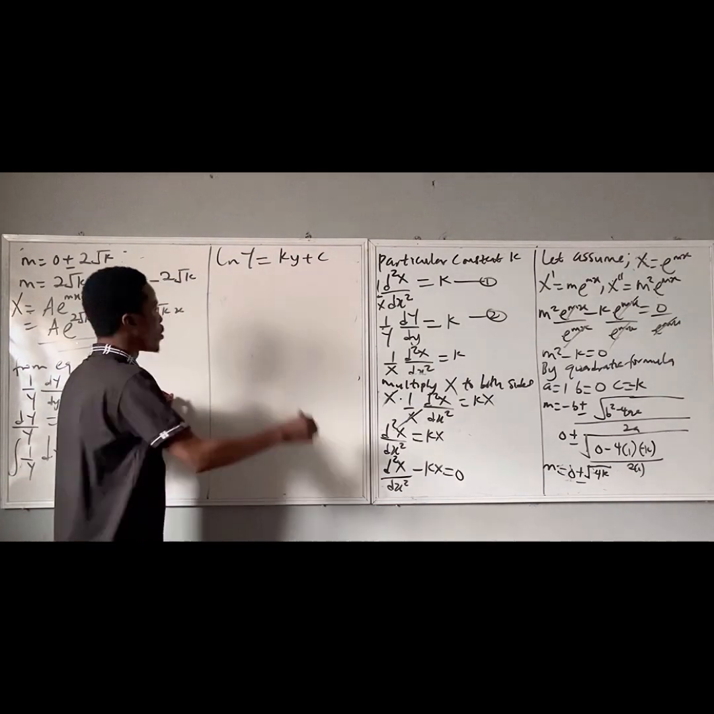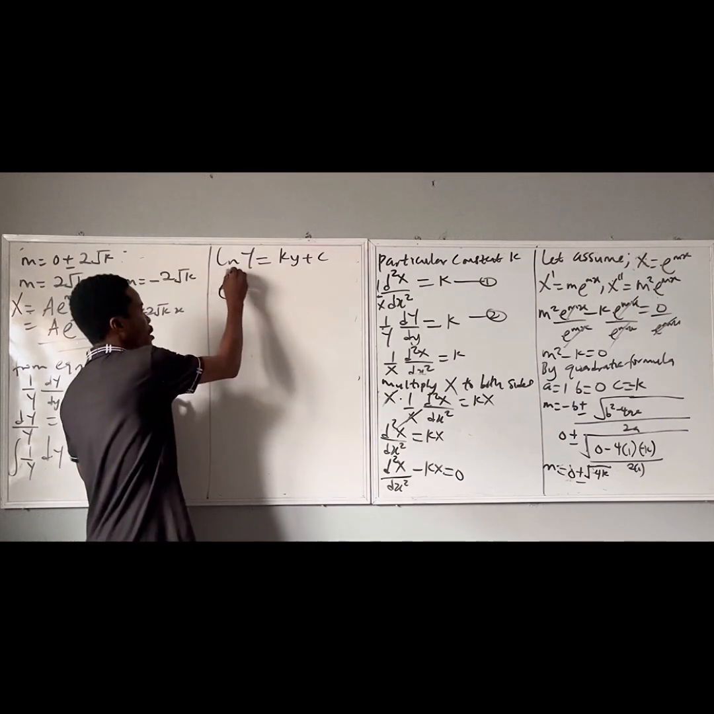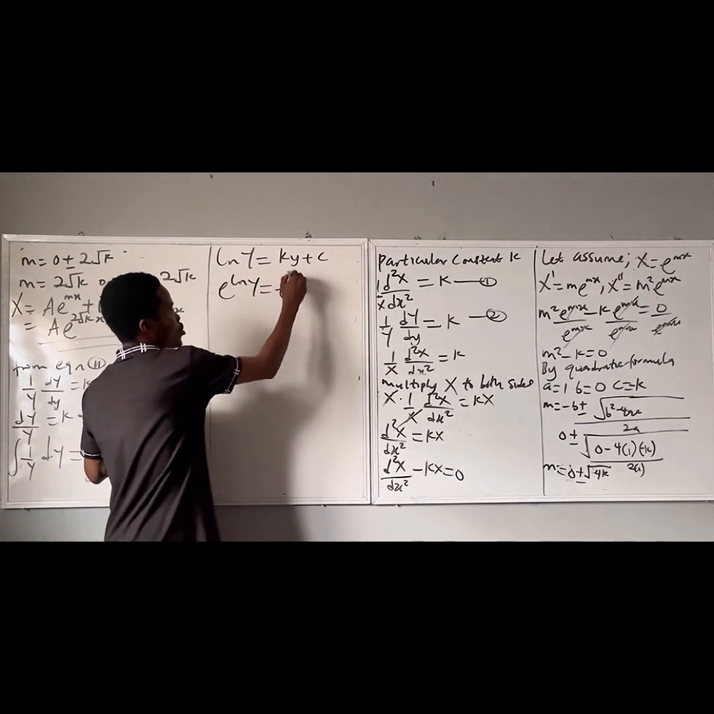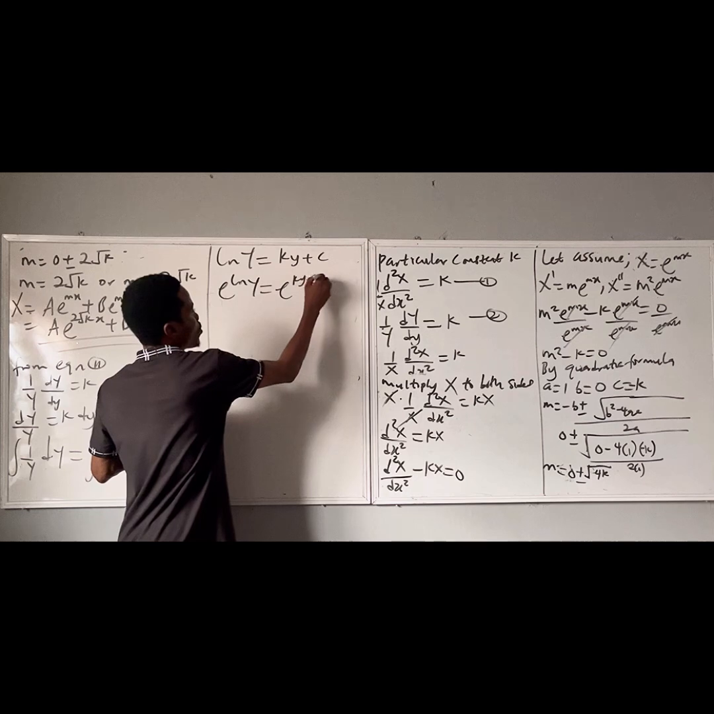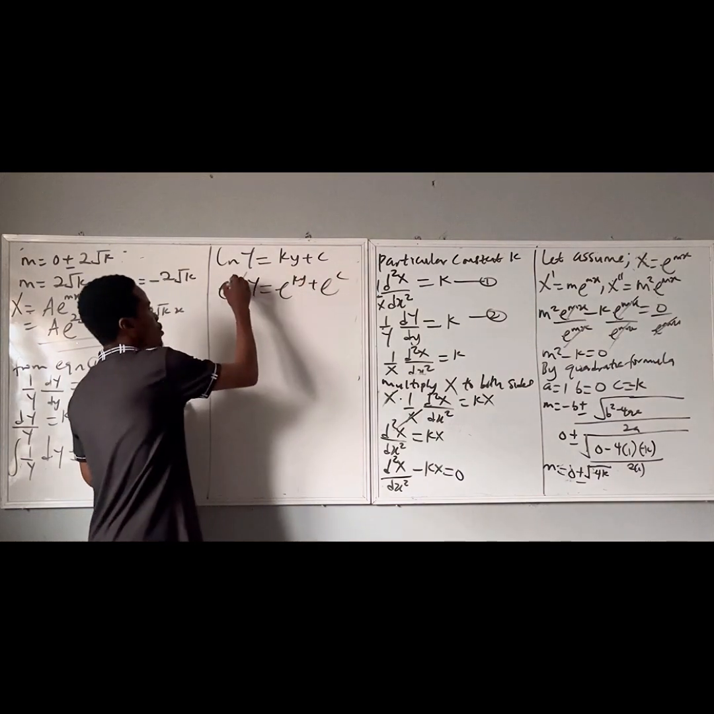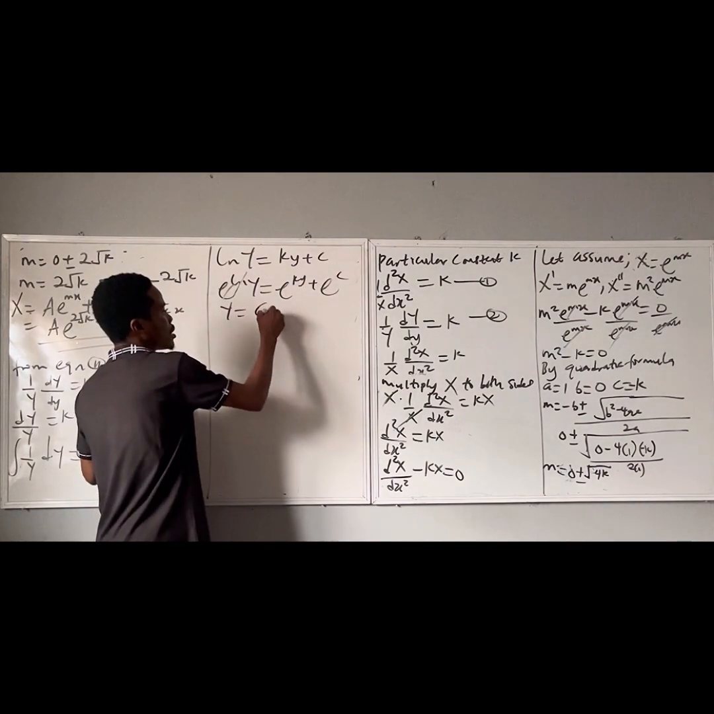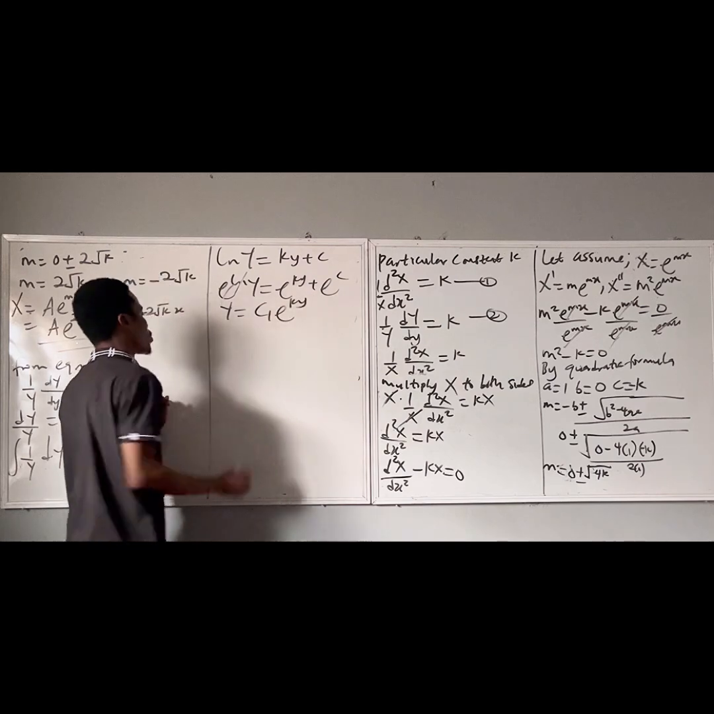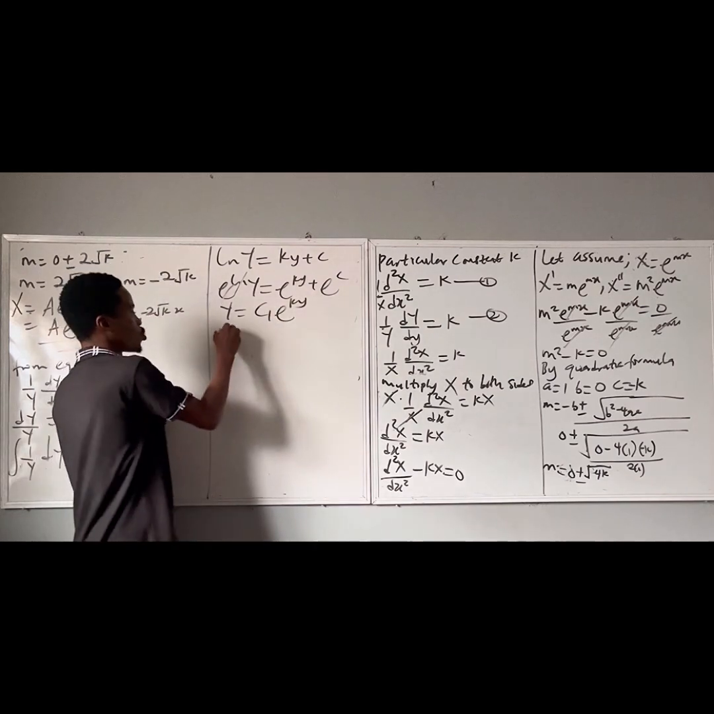So I want to get the value for y. I'm going to take exponential on both sides. If I take exponential on both sides, I'm going to have this plus exponential c. This will cancel. I'm going to have y is equal to what? C1 exponential ky.